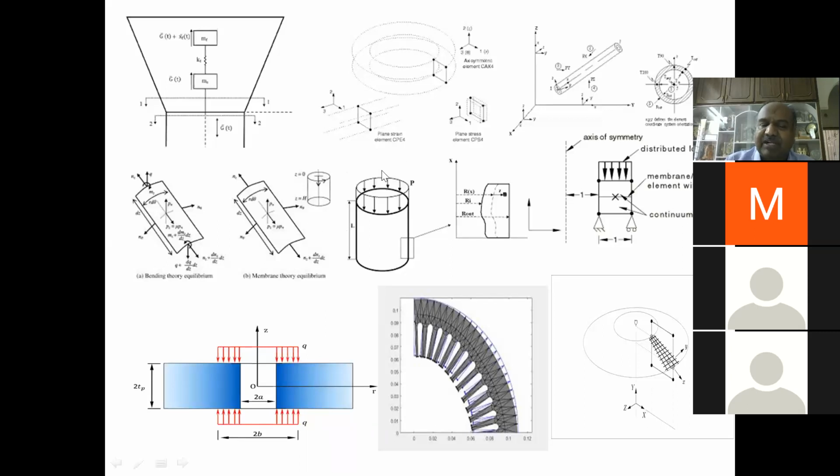Similarly, for a cylinder subjected to a UDL load on the top, we can cut it and take only half of the cylinder and model it as an axisymmetric member. Here, a flywheel which is subjected to a UDL load, you can take only quarter symmetry, this quarter symmetry, and you can analyze.